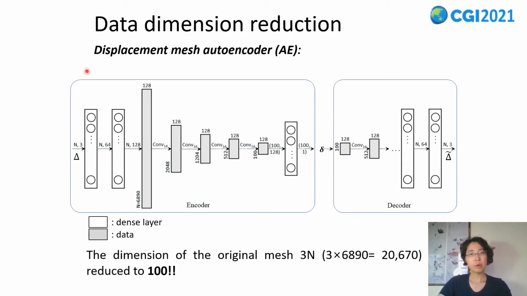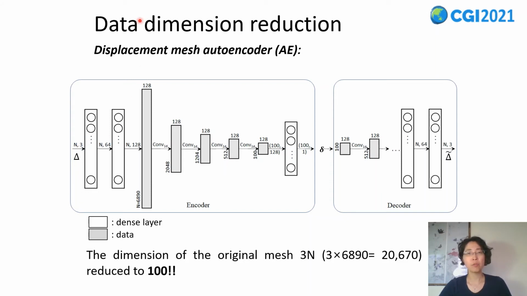So this is our displacement mesh autoencoder. The encoder is composed of 2 fully connected layers, followed by 4 convolutional layers of 1 dimension, and the last linear layer. Here the gray box represents the data with its size denoted on top and bottom left.